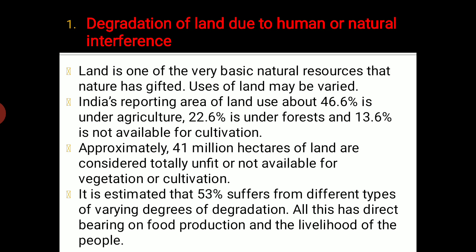Land is a very basic kind of natural resource that is available from the nature or environment. We all know this, right? Here some facts related to land have been given, like land is one of the very basic natural resources, and it is used for many reasons, right? Here a little statistics about India has been given, that India's reporting area of land use is almost 46.6% under agriculture. That means of the total land available, we are using 46.6% under agriculture.